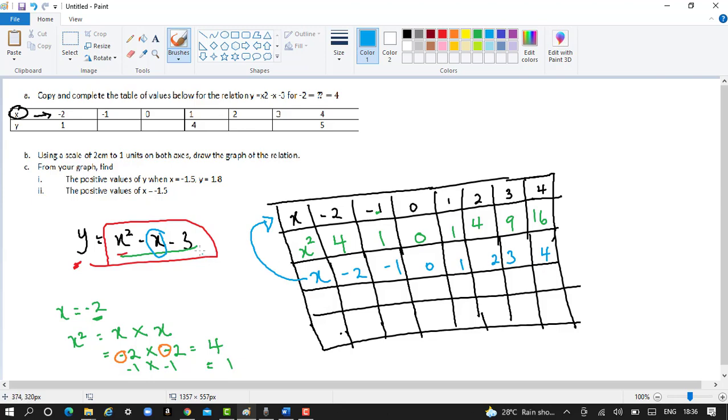Then the next one that we are going to look at is the 3. So you're going to pick this 3 and put it here. So the 3 is running through it. The 3 is a constant value which will run through. Now we come to our y. So now our y is saying that the relation is that y is equal to x squared minus x minus 3.